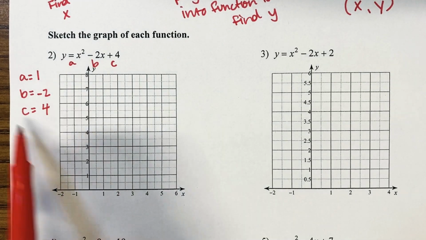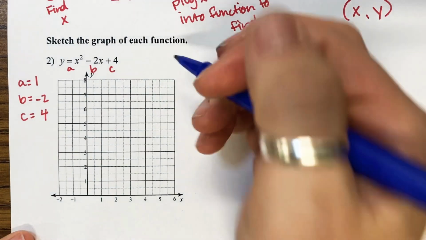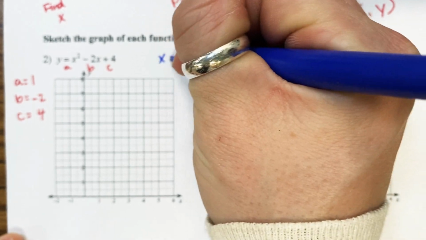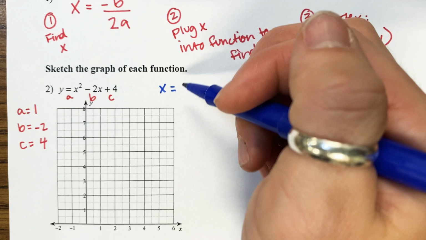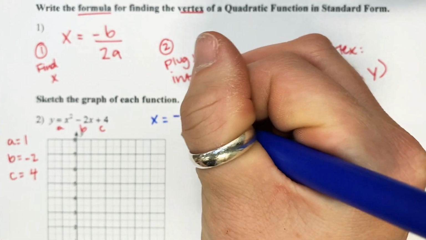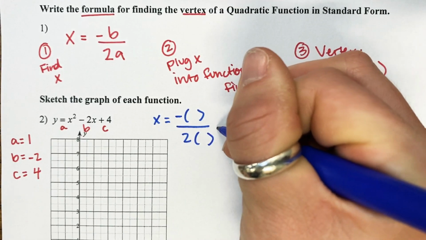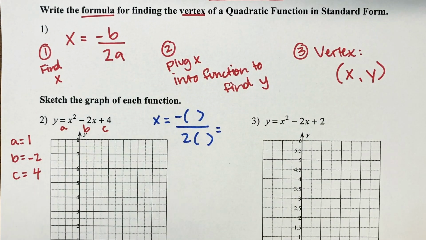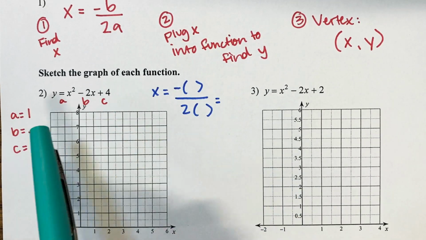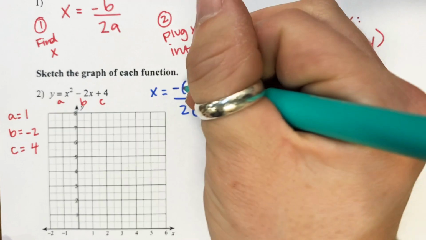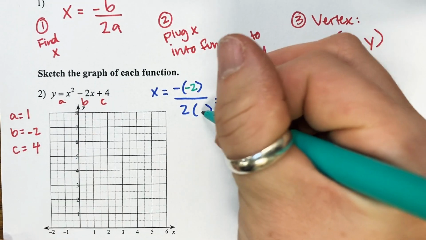Okay, so now, knowing A, B, and C, we can find the x part of our vertex by plugging it in to our formula above. Instead of writing the b and the a, I'm going to do negative b on top over 2 times a. Now I can plug it in. If this is negative b on top, my b is going to be negative 2. Over 2 times a, my a is 1.